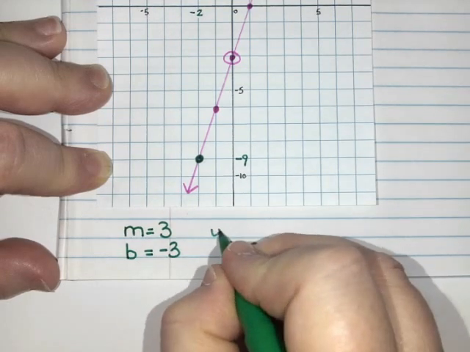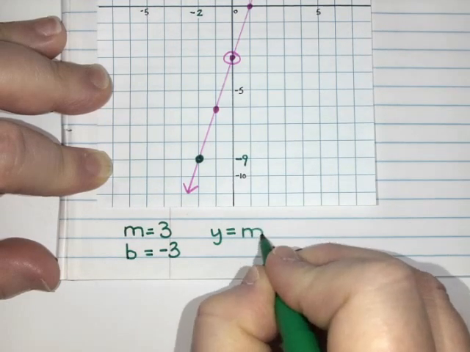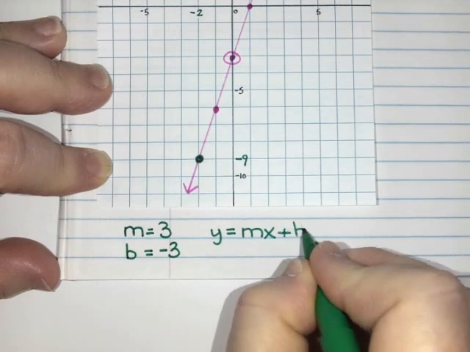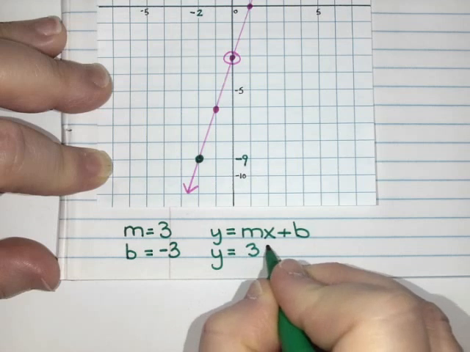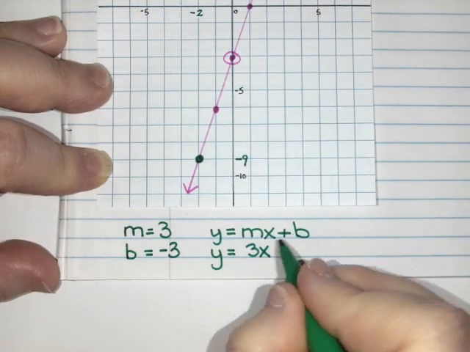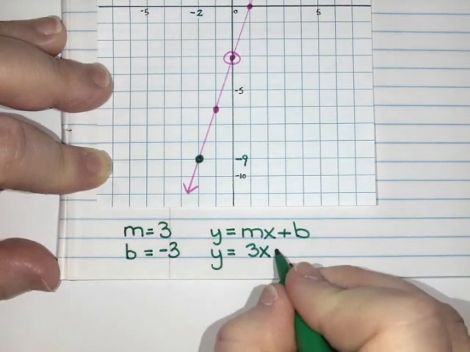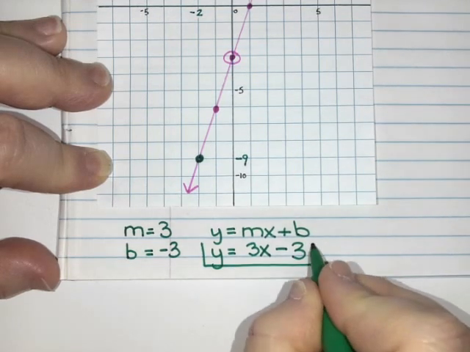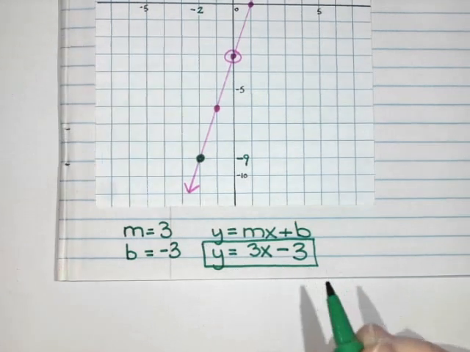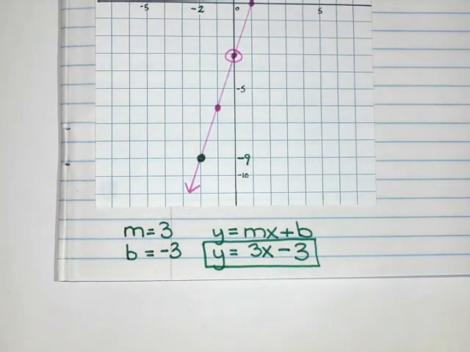So y equals mx plus b becomes y equals 3x. And then instead of doing plus negative 3, I'm just going to write minus 3. So the equation would be y equals 3x minus 3.